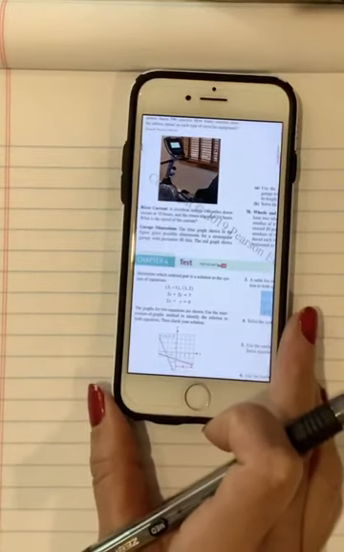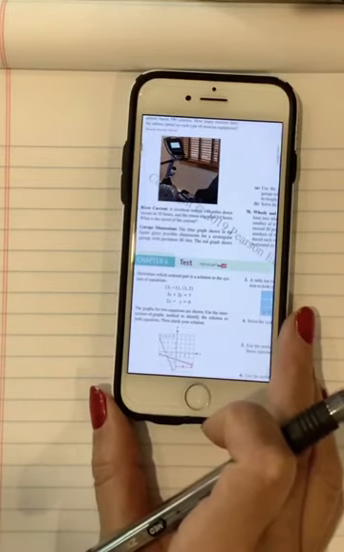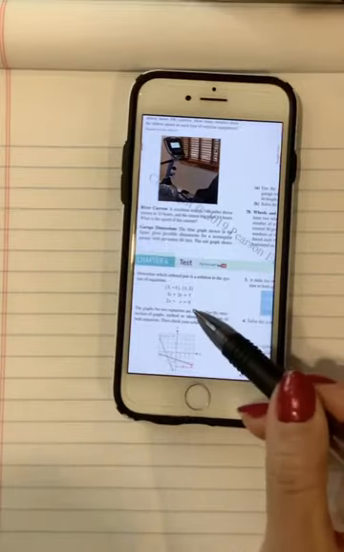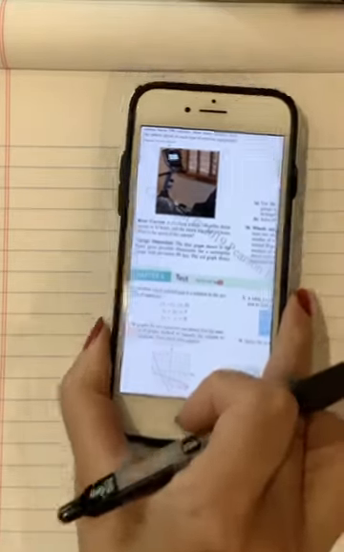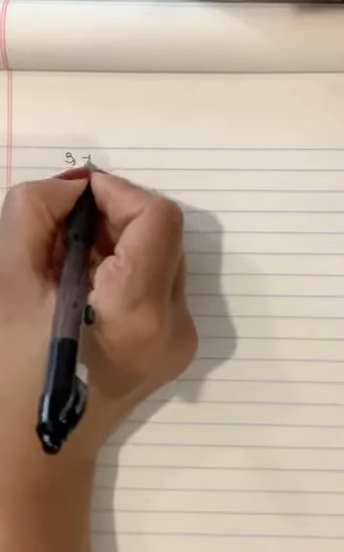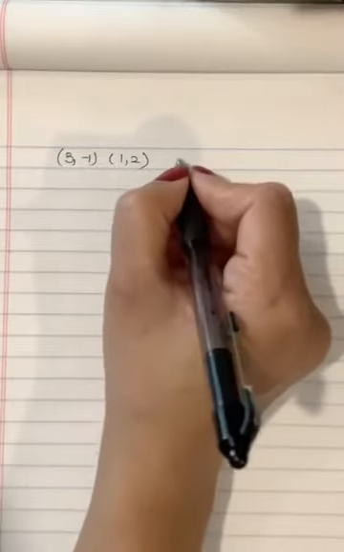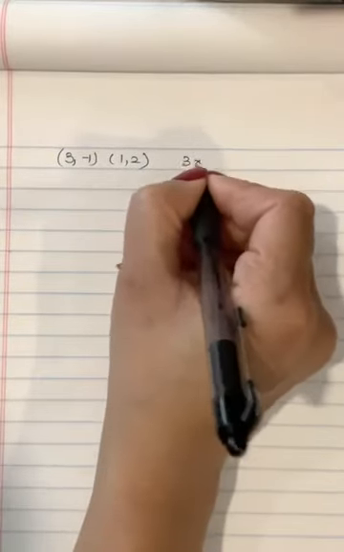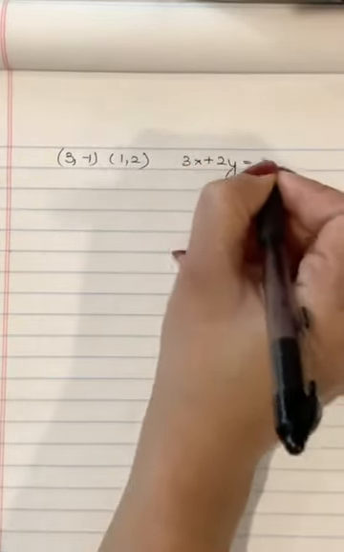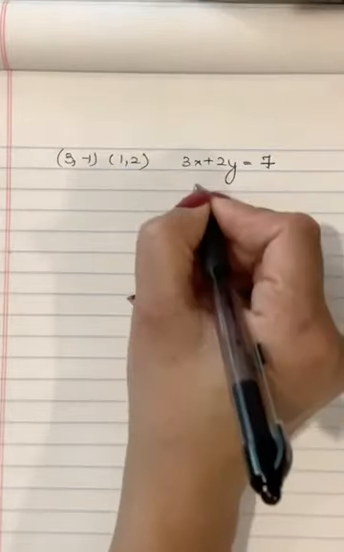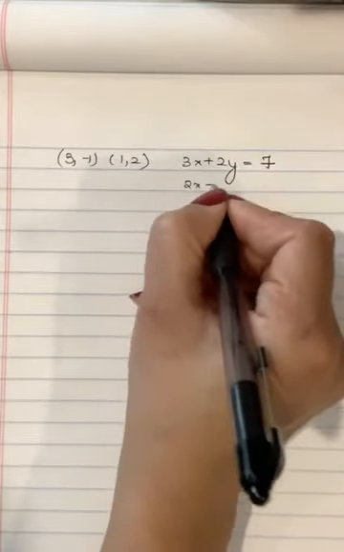determine which ordered pair is the solution of the system of equations. They have given us two equations and 2 points. Let's copy them on this sheet of paper. So the 2 points are (3, -1) and (1, 2). So let's begin. We will start with the equation 3x plus 2y equals 7. Okay, and the second equation is 2x minus y equals 0.